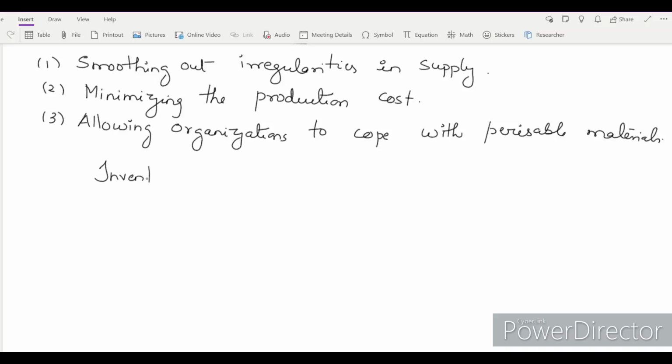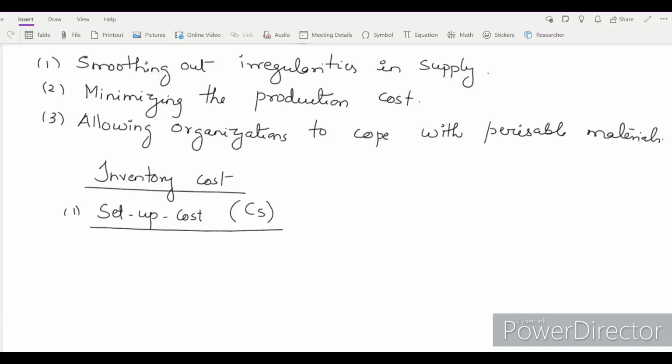On the inventory cost, on that basis you will decide, using mathematical formulas and all, in which section you have to invest more, in which section you have to invest less. The first inventory cost is your setup cost. Setup cost, I am using the symbol CS. In the subsequent classes you have to work out the problems, so I will be using this symbol CS.